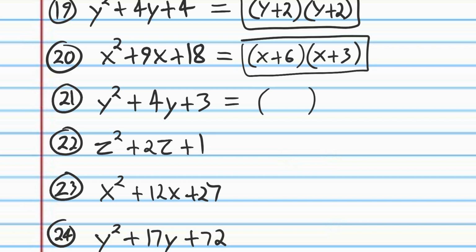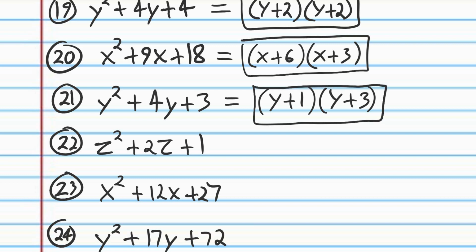All right, we're back. There's only one option. It's got to be 3 and 1. So if you got that answer, good job. All right, try 22, and when you come back, we'll do it together.